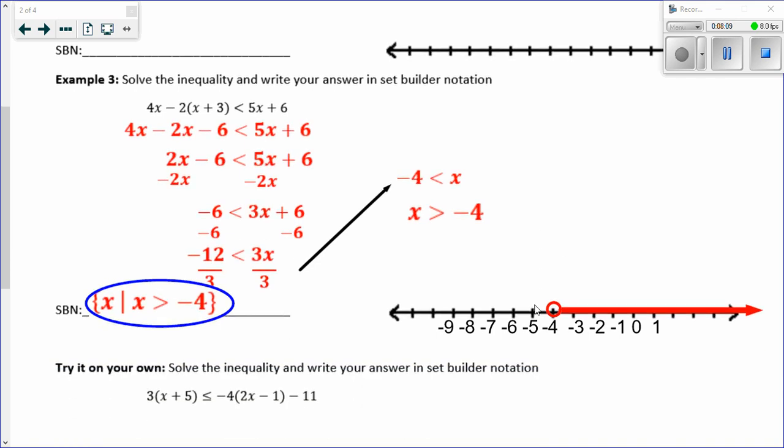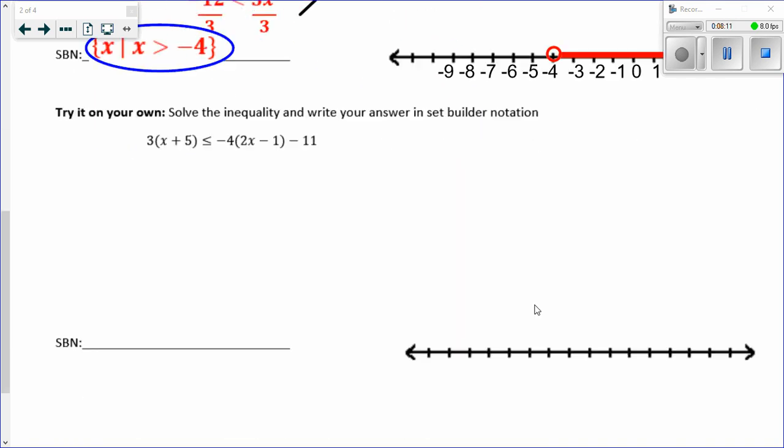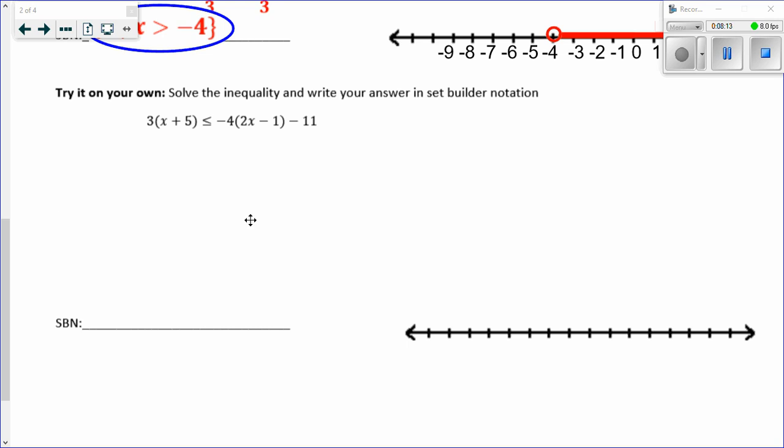Not too bad, right? And you guys are going to try this one on your own. Set builder, graphing, solving, the whole kit and caboodle. So you're going to do that. Go ahead and pause the video, and when you're done, we'll move on.